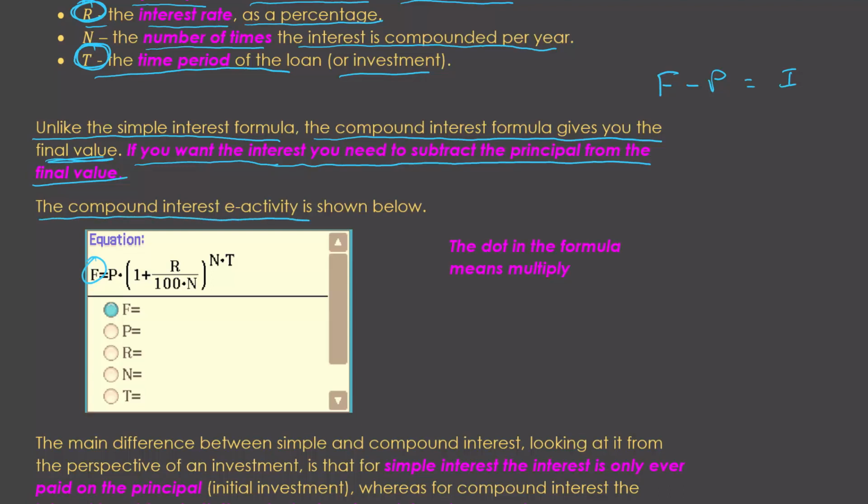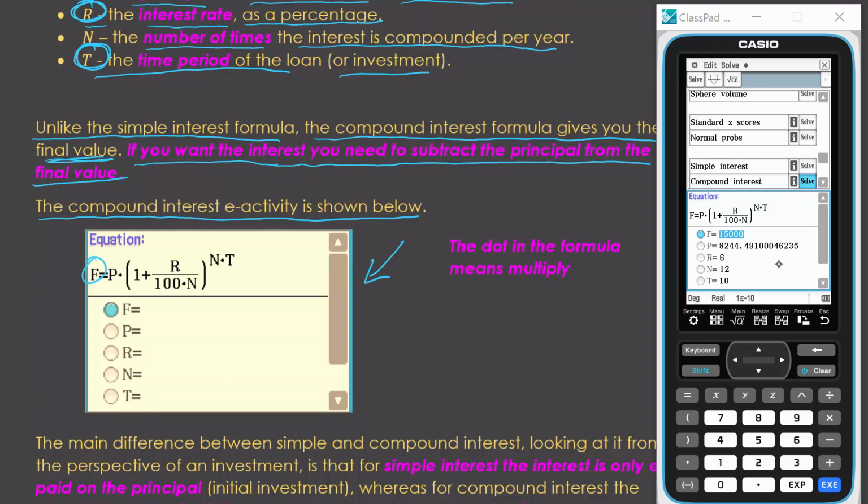The compound interest activity is shown below, and I'm just going to get it open on the calculator as well. And here it is, and you can see it looks exactly like this picture here. This is just a screenshot of the calculator anyway. And we've got all the quantities that are in the equation, F, P, R, N, and T. And any of them can be the things you find using this activity, provided you know the others. Note the dot in the formula just here, and that means multiply. So the power up there is N times T.